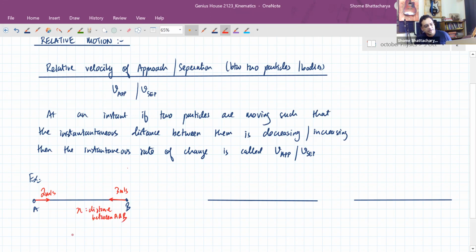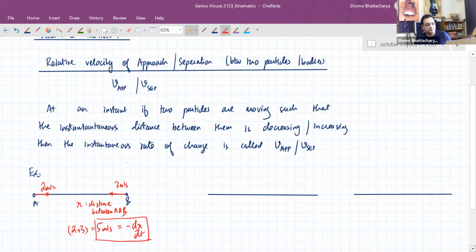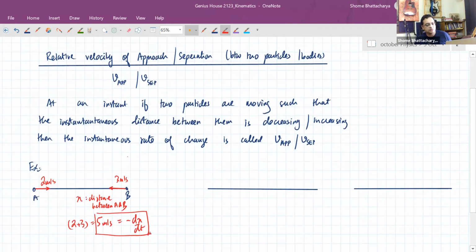then you can see from the diagram that 2 plus 3, that is 5 meters per second, is equal to the rate at which x is decreasing. And just think of it like a constraint kind of thing. The quantity x is the distance between A and B. So A is coming closer to B by 2, B is coming closer to A by 3. So the relative velocity along this line AB is 5. So that becomes minus dx by dt. So we will say here that the approach velocity between A and B is 5 meters per second.